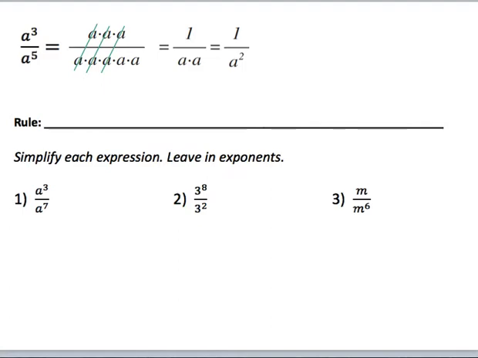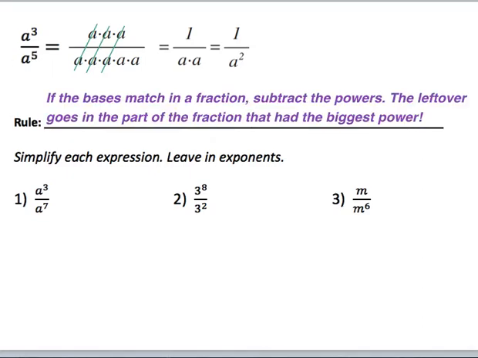Notice how this time your answer with the a squared is under the fraction bar instead of above like it was last time. And that's going to hold true anytime you have a fraction where the bigger power is under the fraction instead of above the fraction. To summarize the rule, you still subtract your powers, like you could do 5 minus 3 and get 2, but you have to be careful that you put the leftover a's on the part of the fraction that had the bigger power to begin with. Copy that down.